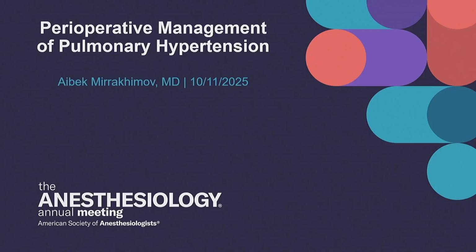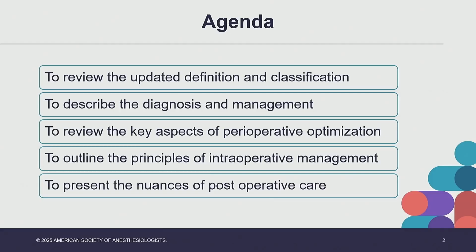So my topic for today is perioperative management of pulmonary hypertension, specifically for preoperative management. I'm also an internist and board-certified internal medicine doctor, and so I think this is a very relevant topic to my career so far. So our agenda for today is to review the updated definition and classification of patients with pulmonary hypertension, overview the diagnosis and management, key aspects of preoperative optimization, outline the principles of intraoperative management as well as postoperative care.